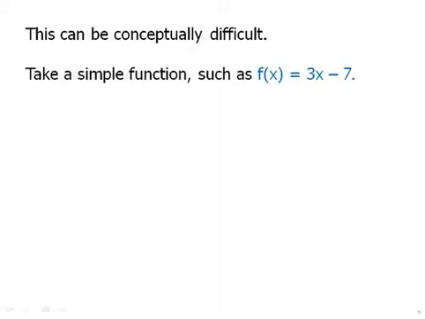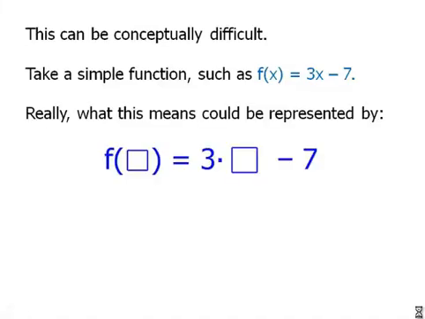Take a simple function such as f of x equals 3x minus 7. So this is a rule that says, give me any input, I'll multiply it by 3, and then I'll subtract 7. And that will be the output. Really, writing it that way, we could write it in this form. F of empty box equals 3 times empty box minus 7, with the understanding that we could put anything we want into that empty box as long as we put the same thing into the empty box on the other side. We could put a number into that empty box, we could put an expression into that empty box.